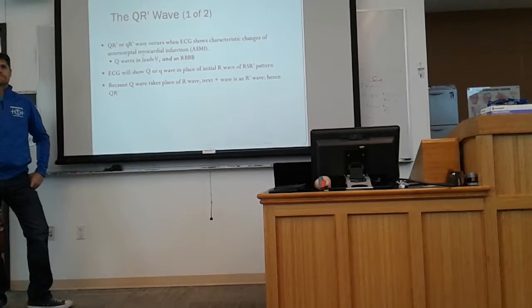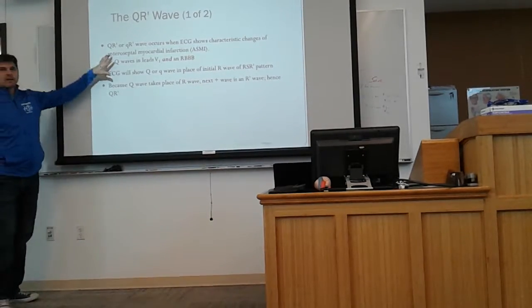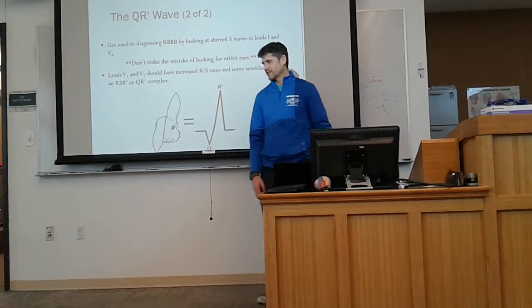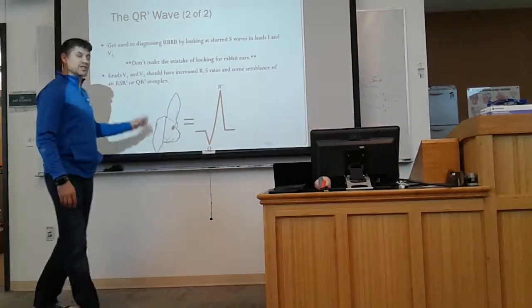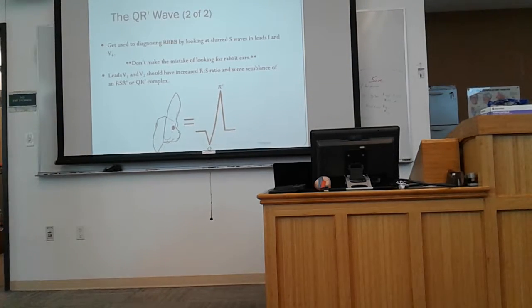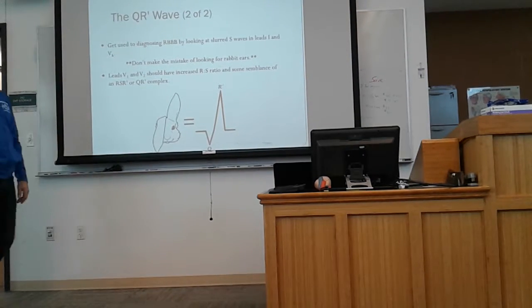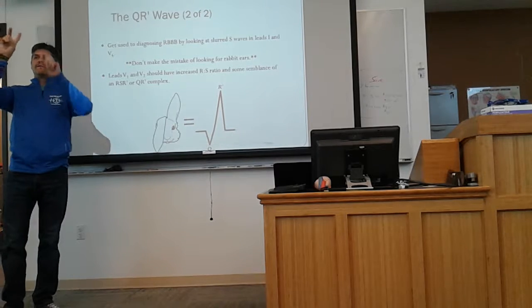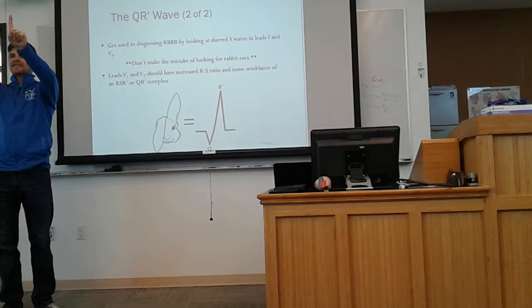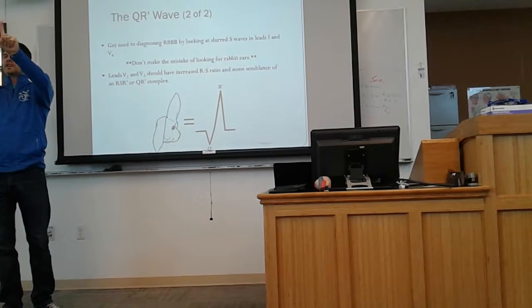Right? We good there? So what that means is our rabbit ears sometimes have an ear down. Wait, so is this only in lead 1 and 6? We're looking in V1. V1 and V6? No. V1. V1 is the only one we're looking at right now.